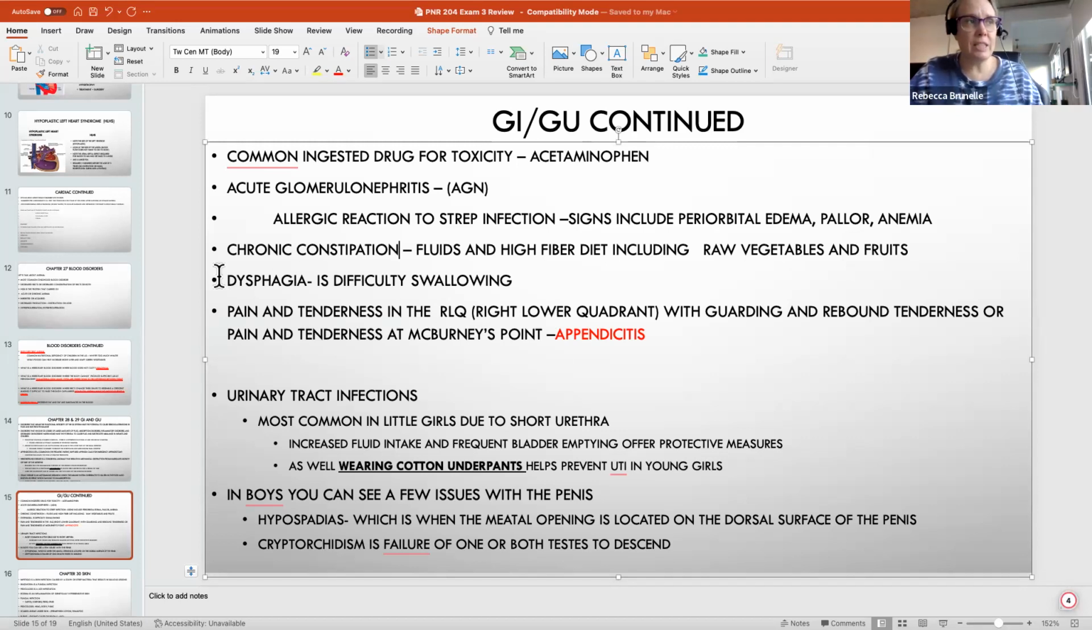We talked about dys being difficult or bad. So dysphagia is difficulty swallowing. And this has McBurney's point on here in case you didn't understand me or you needed it written down. So the guarding, rebound tenderness, and pain at McBurney's point, that's your appendicitis cue.